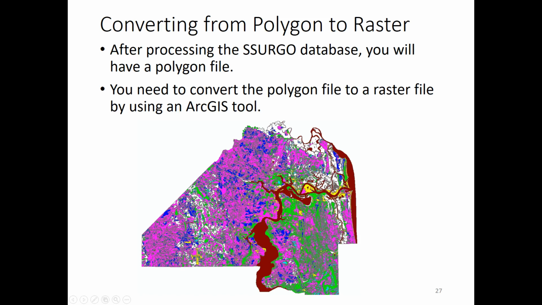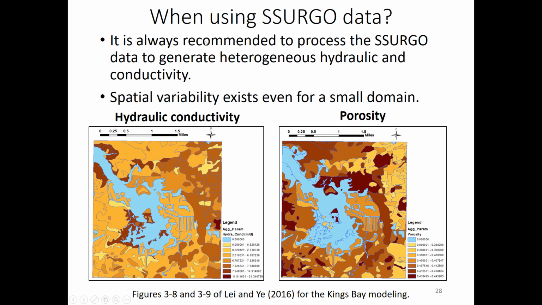This is for connectivity. When using the Circle database, in our user manual we give you an example to assign a constant K over an entire neighborhood. That's actually not always realistic. You can see from this figure, this is again for the King Spade modeling. This is not a big area. But even for this small area, you see the spatial variability.